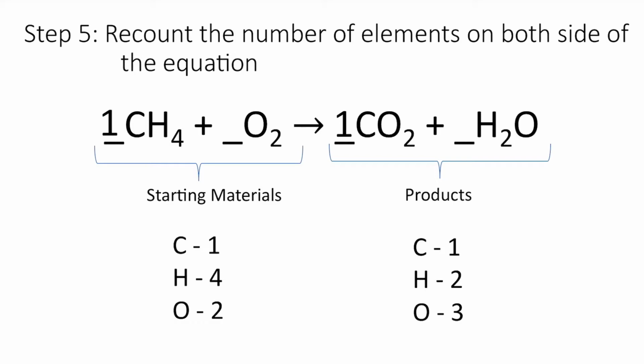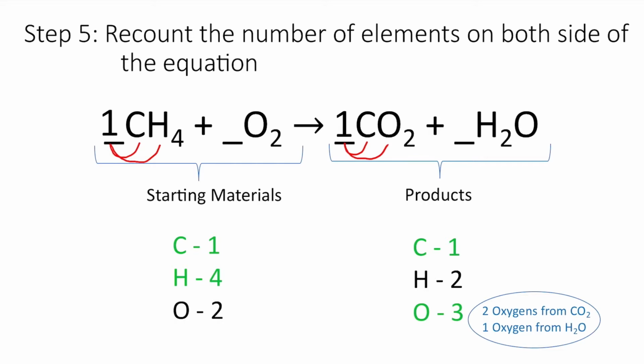As 1 is the coefficient of the methane compound, I'm going to take 1 multiplied by the number of carbon and 1 multiplied by the number of hydrogen, which will give us 1 carbon and 4 hydrogen as the number of elements on the starting materials now. On the product side, we will do the same procedure, which is take 1 multiplied by the number of carbon and 1 multiplied by the number of oxygen, and that will give us 1 carbon and 3 oxygen on the product side. 2 oxygens are from the carbon dioxide, and 1 of them is from the water.